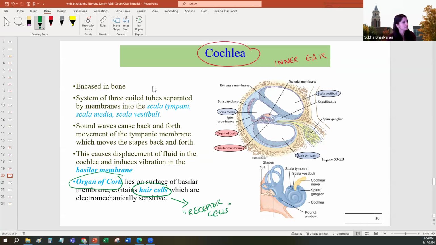Got it? What do you think these receptor cells do? Upon activation, they are talking to what nerve? Vestibulocochlear nerve. The cochlear nerve is the component that will be activated, which means there will be an action potential, and that will go to the brain. Yes or no? Right? So that's the physiology portion.